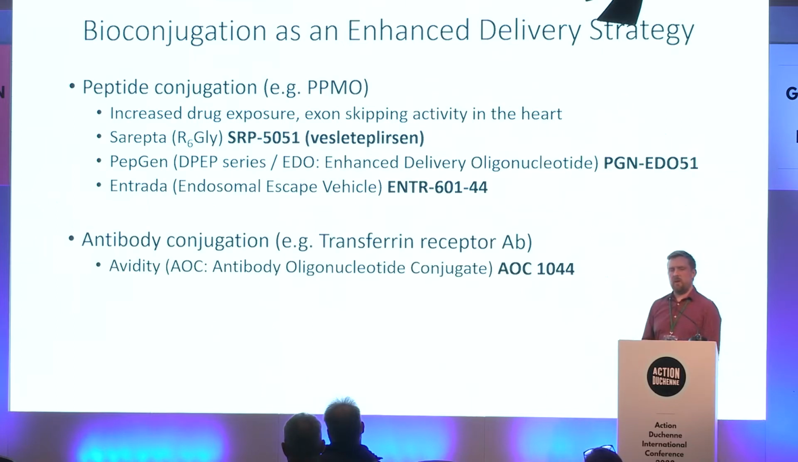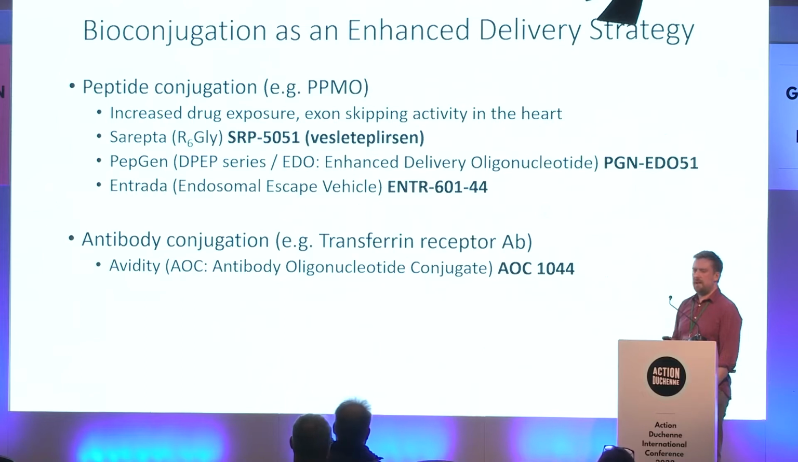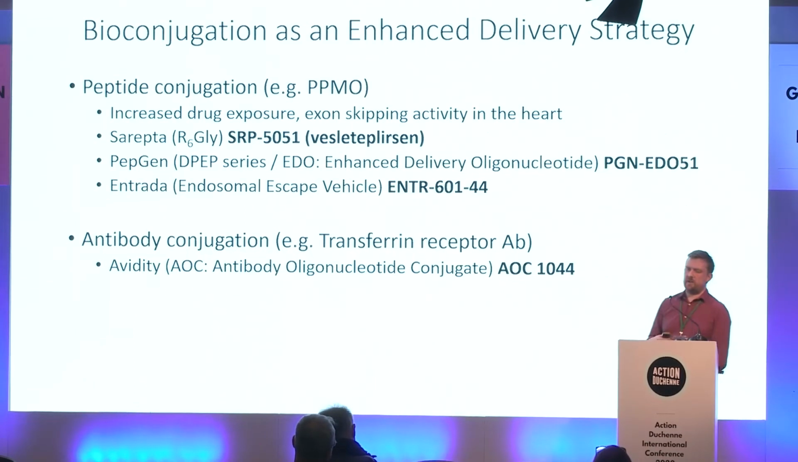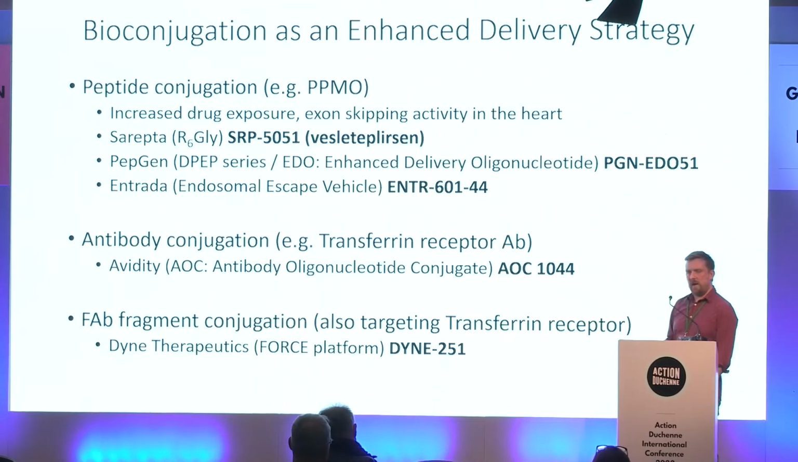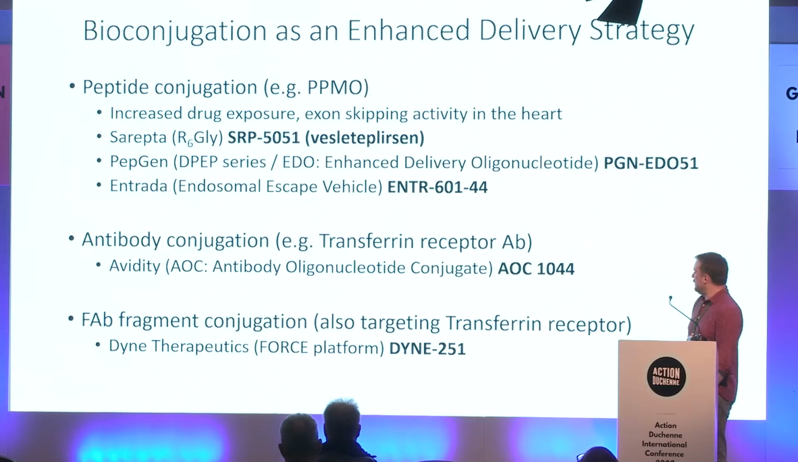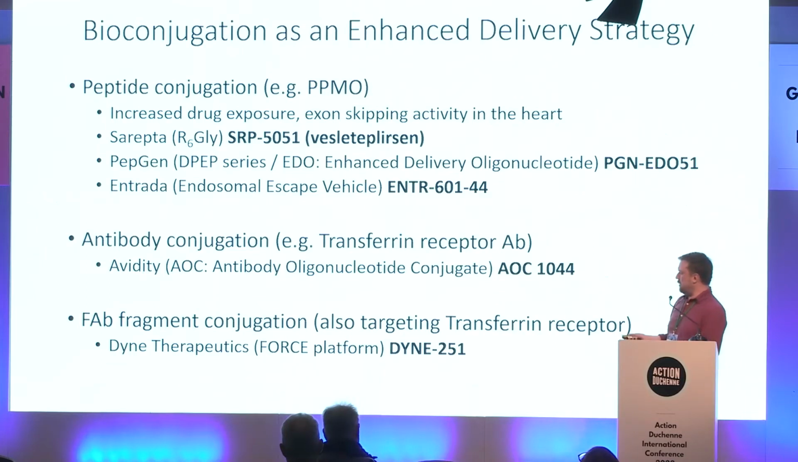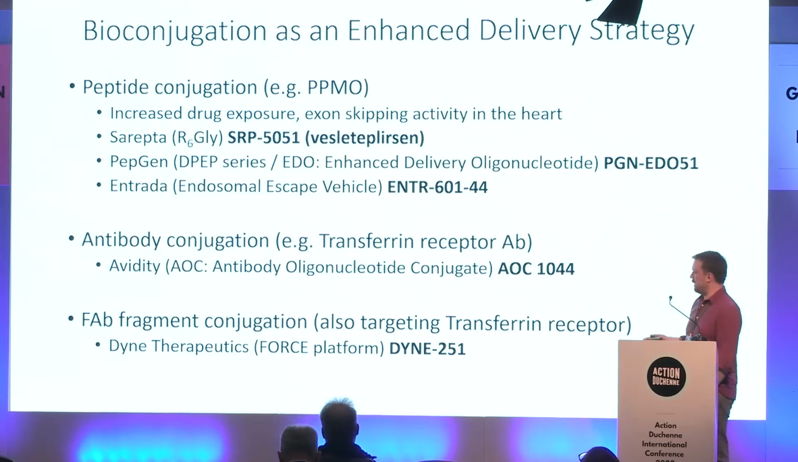So there are a couple of other bioconjugation strategies. One is antibody conjugation. This is being pioneered by Avidity Bioscience in the US, where they've attached a transferrin receptor antibody to these oligonucleotides. A similar variant of this from Dyne Therapeutics again uses a transferrin receptor targeting, antibody-related approach using a Fab fragment, so it's a smaller chunk of an antibody. I think Dyne is at early clinical trials, very recently.